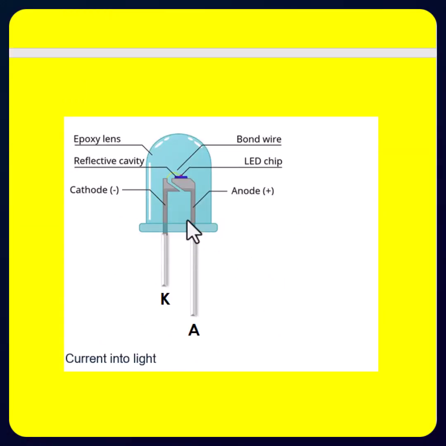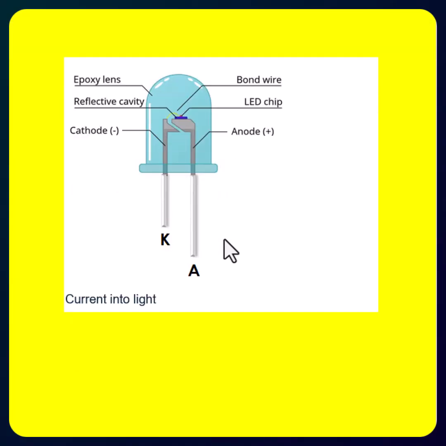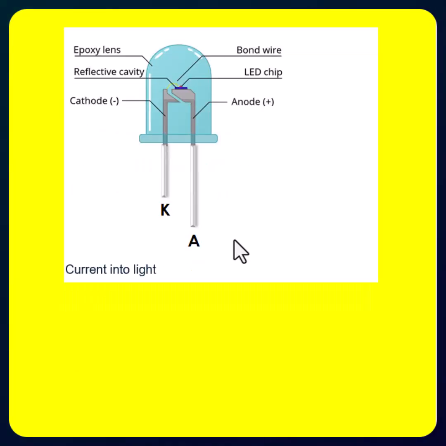And this is the component shape, and the color depends upon the light that is coming from it, and the light will be a visible light. This small leg here is called the cathode and the long leg is called the anode. This anode is connected to the positive supply and cathode will be connected to the negative of the supply. And this is the LED chip, this is the bond wire, this is the epoxy lens, and this is the reflective cavity, and this entire thing is kept in a casing like this. It's a transparent component, so it converts electrical energy directly into light.